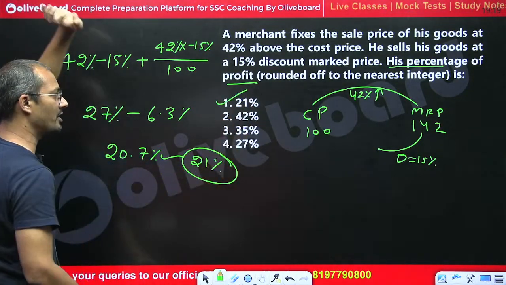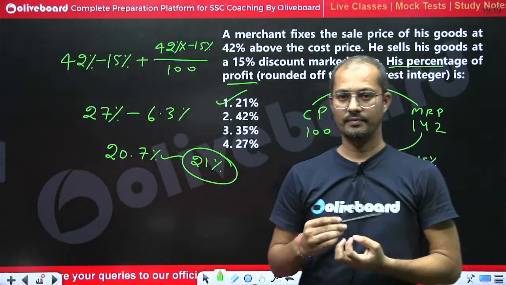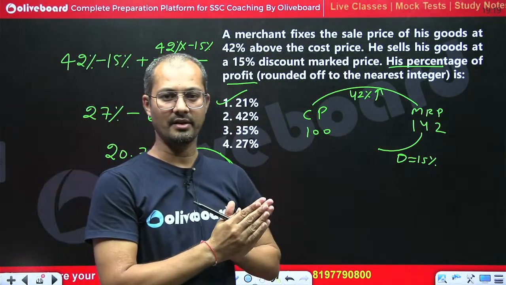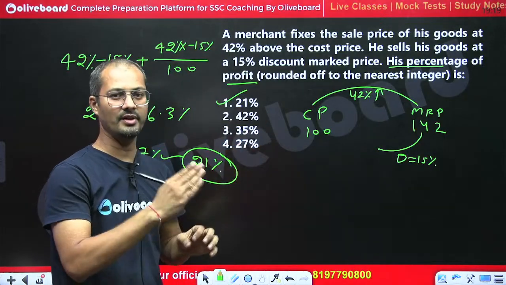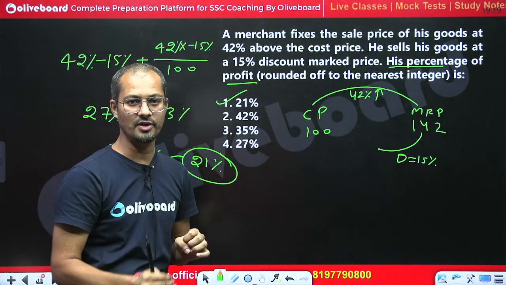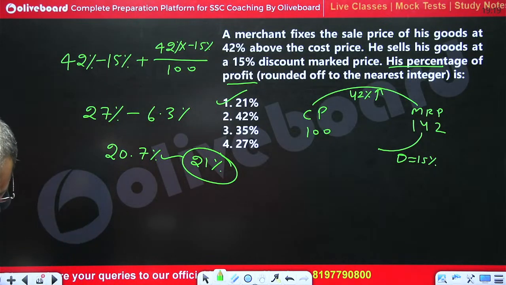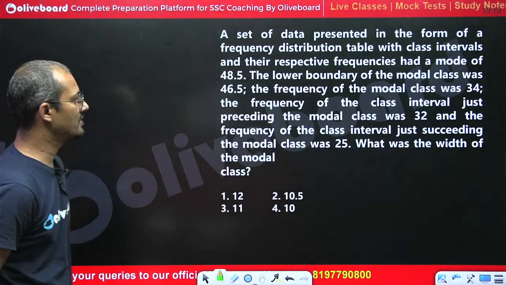So here we are using the direct successive formula because we are increasing the cost price and marking it up, right? So MRP is directly 42% high, then we are giving a discount of 15%. It means we are reducing the price by 15%. So the answer would be 21%. Yes, 21% is the right answer. Okay, moving to the next question.